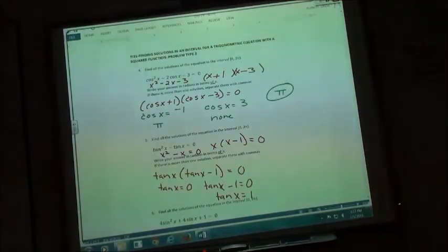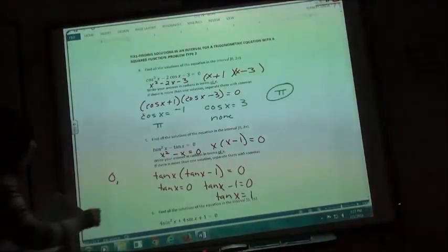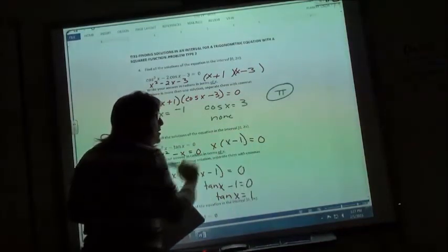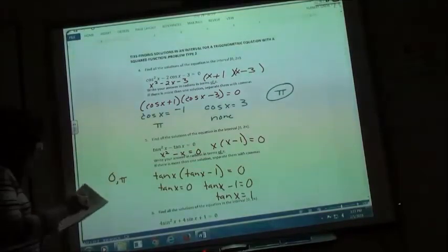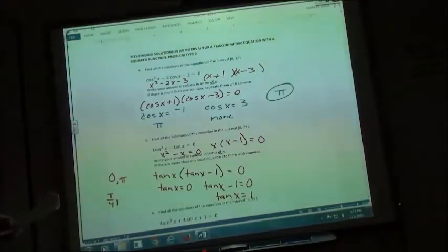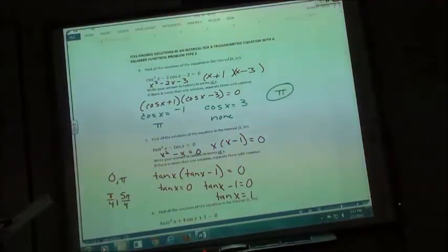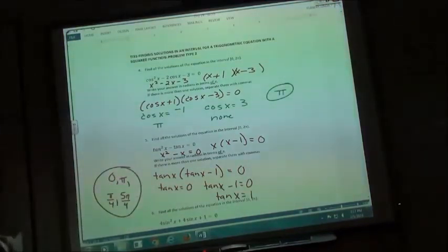Looking under my tangent column, I equal 0 at 0 and at pi. Again, it's under the 2 pi, but we're not including the 2 pi in our answer because we have the parenthesis there, not the bracket. And where does the tangent equal 1? Pi over 4 and 5 pi over 4. So nothing repeats there. We have 0, pi, pi over 4, and 5 pi over 4. And all 4 of those would go in for our answer then.